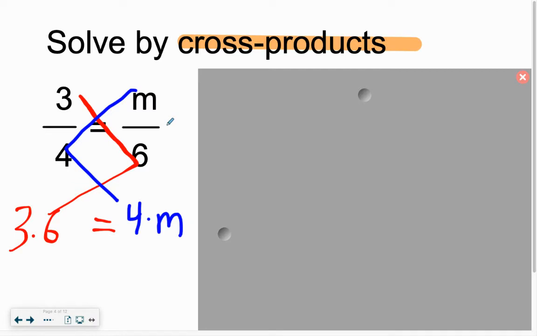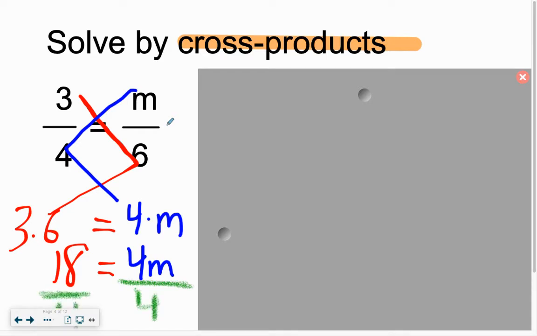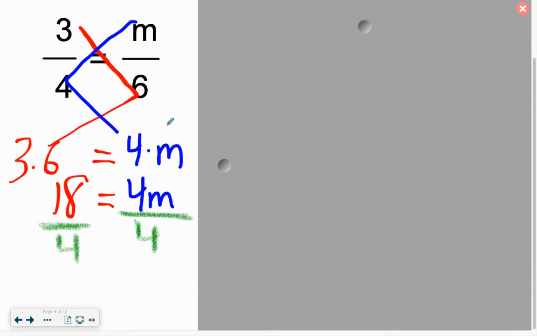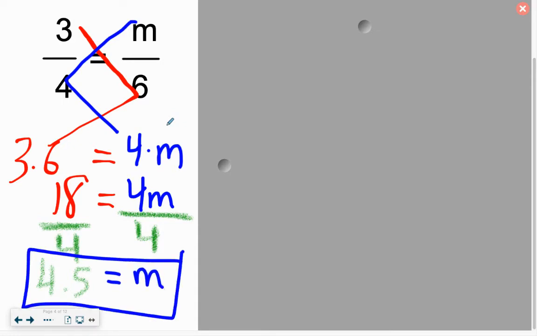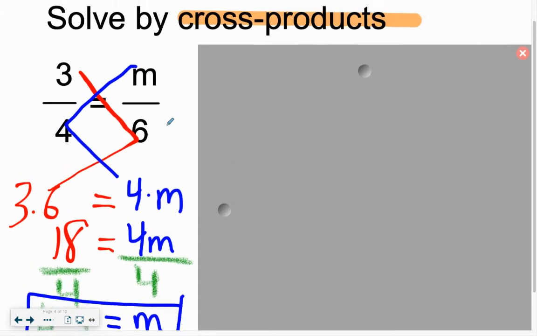Now that you have the cross products written, start telling me what things are. What is 3 times 6? 18, and 4 times m, I'm going to write it as 4m. From there, focus on the side with the variable. I'm going to divide both sides by 4. Divide the left by 4, divide the right by 4, share, play nice. And from there, you get 4 2/4, or 4 1/2. 4.5 equals m.